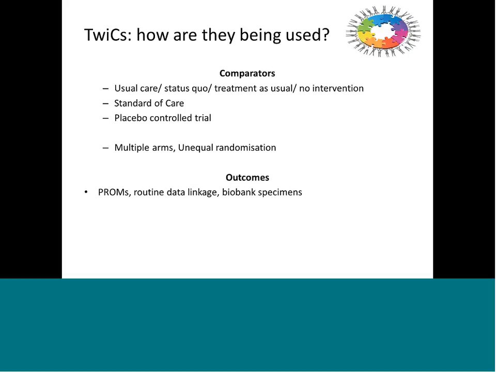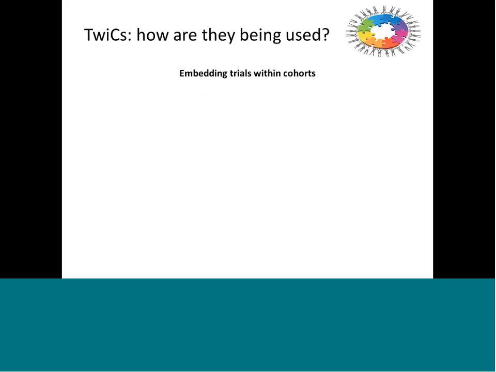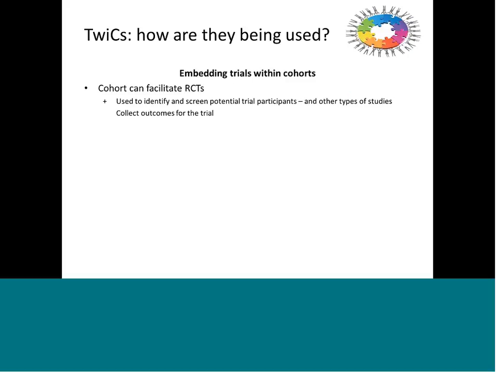They're collecting a variety of outcomes, including patient-reported outcome measures. Some studies have routine data linkage as well, and some are collecting biobank specimens, so it varies quite a lot. So, embedding trials within cohorts: cohorts can facilitate randomized controlled trials. These cohorts can be used to identify and screen potential trial participants, and also for other types of studies as well. And then they can collect outcomes for each trial that's embedded.